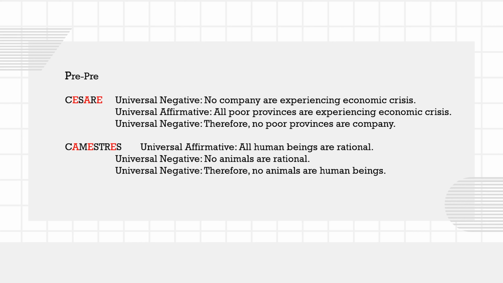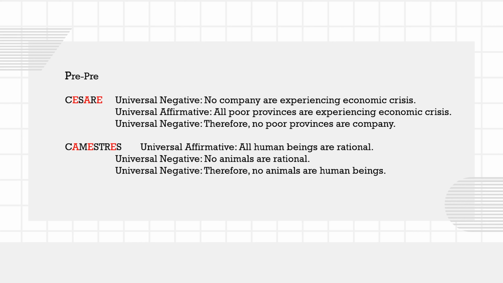The logical conclusion, therefore, no poor provinces are companies, is a valid deduction based on the premises. This syllogism adheres to the principles of categorical logic, demonstrating that if no companies are experiencing an economic crisis and all poor provinces are, then it logically follows that there must be no overlap between poor provinces and companies, as suggested by the premises.